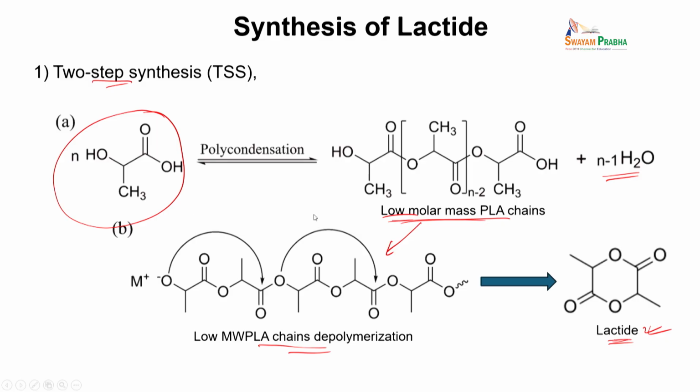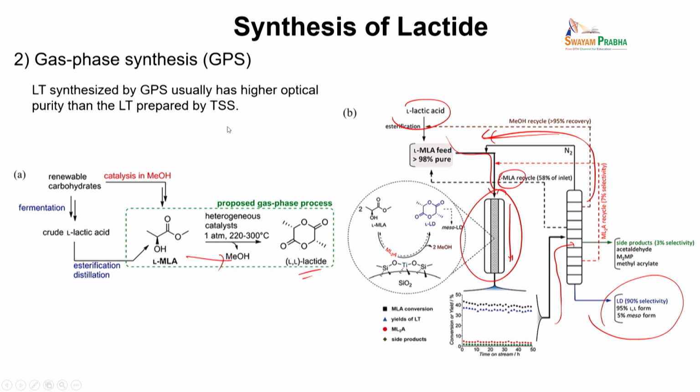So this is the second method. The first method is two-step synthesis. We take lactic acid, make small sized polymers, and then depolymerize it and get lactide. This will have issues with selectivity. You will not be able to exactly get lactide. There's always going to be lactic acid and higher molecular weight species, so you have to again worry about purification. Whereas the gas phase synthesis is very selective, and it involves taking lactic acid, reacting with methanol, and getting methylated lactic acid. Then catalytically you convert that into lactide. That is the method of making this gas phase synthesis.